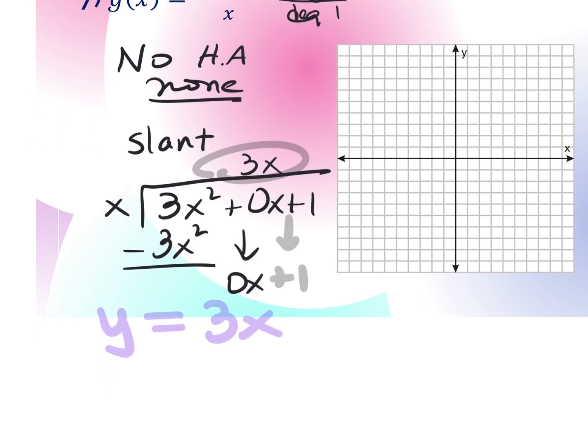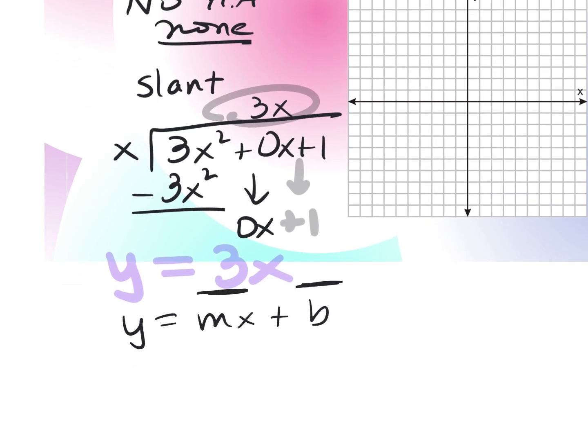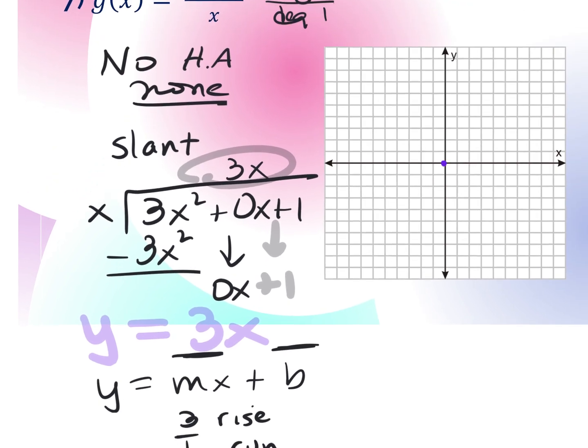So again, this is in y equals mx plus b form. Again, there's no b, so you start at 0, 0. This is the slope, so 3 over 1, rise 3, run 1. So here at 0, 0, go up 3 and over 1. You can keep repeating it if you want, and then connect your points. And there's your slant.